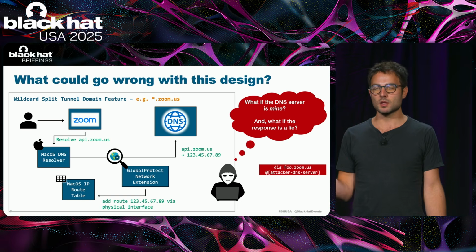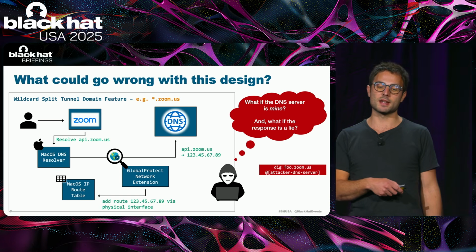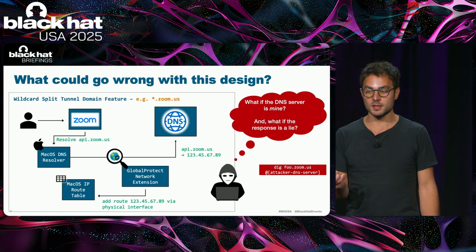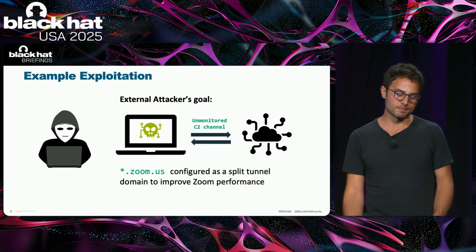But what about some of the edge cases? What if the DNS server couldn't be trusted? What if it's an attacker-controlled DNS server? And more critically, what if it lied? Let's work through this with an example.